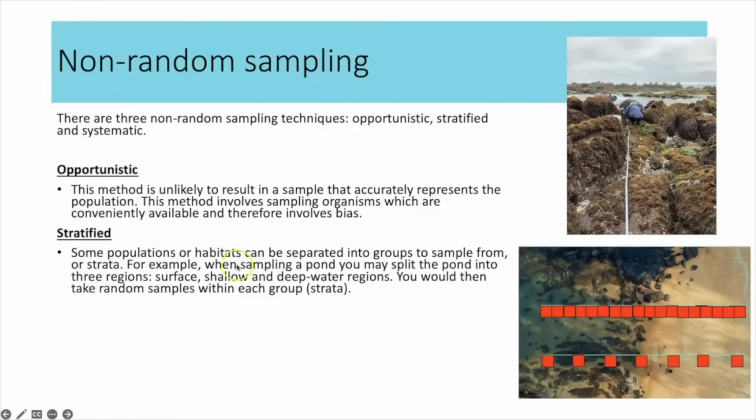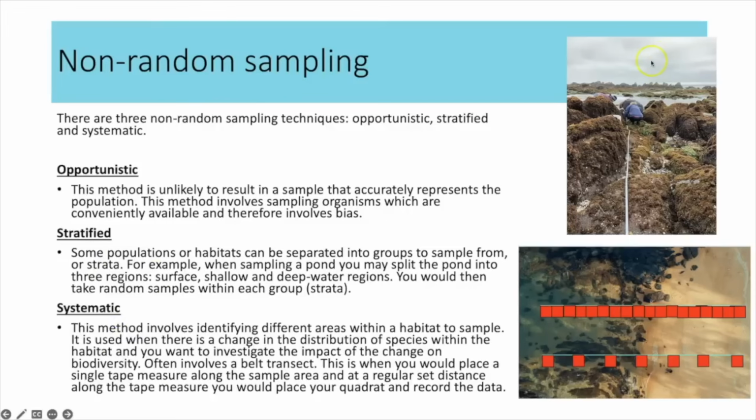Stratified is when some populations or habitats can be separated into groups to sample. So for example, if you're sampling a pond, you might do stratified sampling, whereby you take a sample from the surface of the water, then a sample from shallow water, then a sample from deep water. And because you have split the pond into those regions and taken a sample from each region, that would count as stratified.